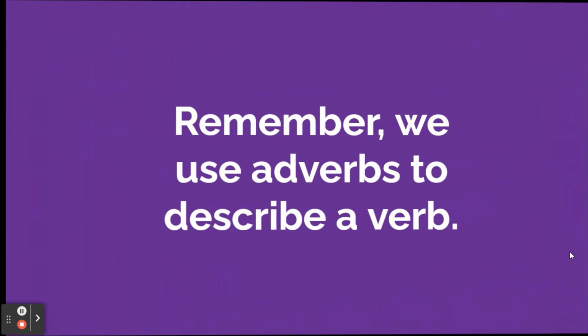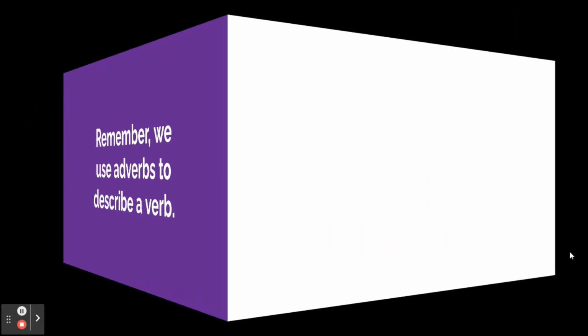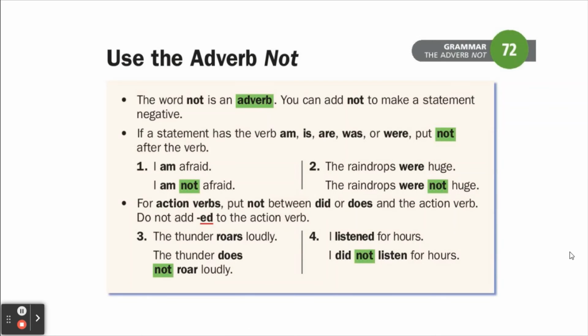And remember that we use adverbs to describe a verb. Okay. And I know by the end you will remember that. I am sure. Okay, so now we're going to use the adverb not. Okay, and this is just to make negative sentences. That's it. That's what we use them for. Okay, and it is an adverb because it is modifying a verb. Okay, you can add not to make a statement negative. If a statement has the verb is, are, was, were, put not after the verb.